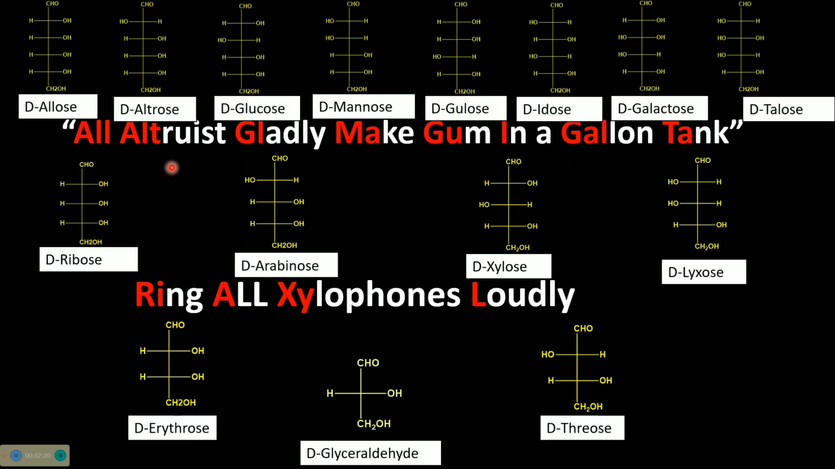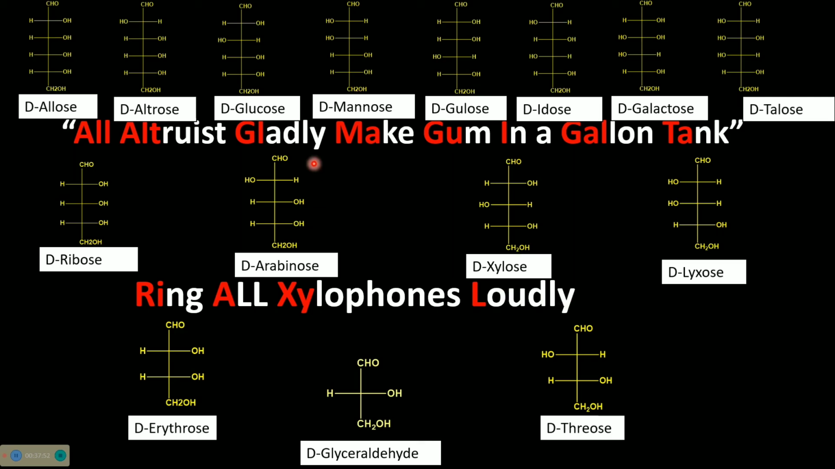Second, all altruists gladly make gum in a gallon tank. All altruists gladly make gum in a gallon tank. All, D-allose; altruists, D-altrose; gladly, D-glucose; make, D-mannose; gum, D-gulose; in, D-idose; a gallon, D-galactose; tank, D-talose.